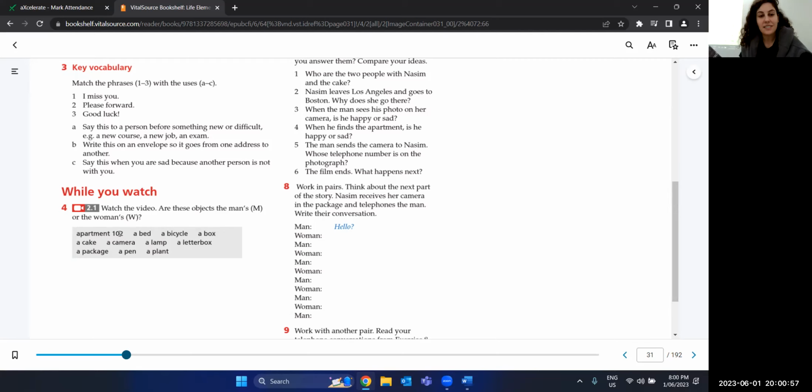A box. The woman. A cape. The woman, because it was in the photo. A camera. The woman. Yeah, it's the woman's camera. And a lamp. The man. Good, you take notice. Yep.